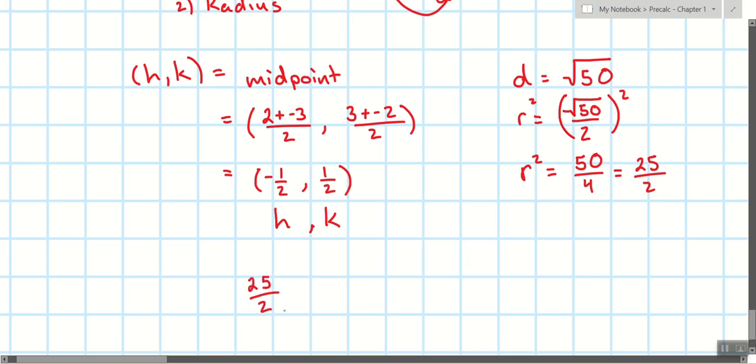25 over 2 equals x minus... if only I knew the h coordinate. What am I subtracting from x? And what's h? So x minus a negative 1/2, what happens? So it looks like our equation is, here's our first part, plus, what goes in the second one? Y minus 1. And what happens with it?